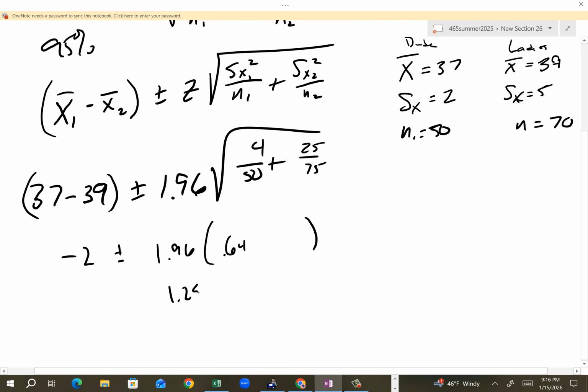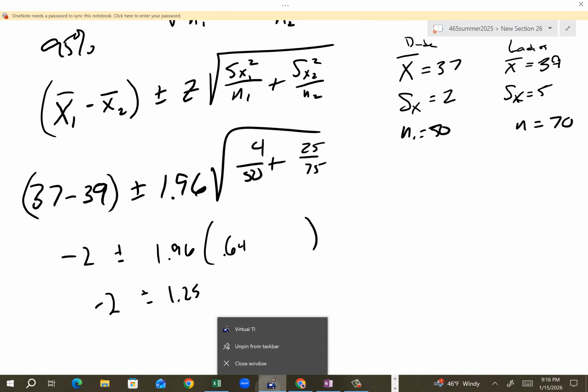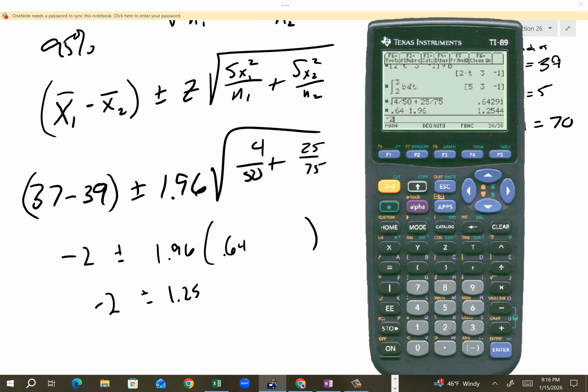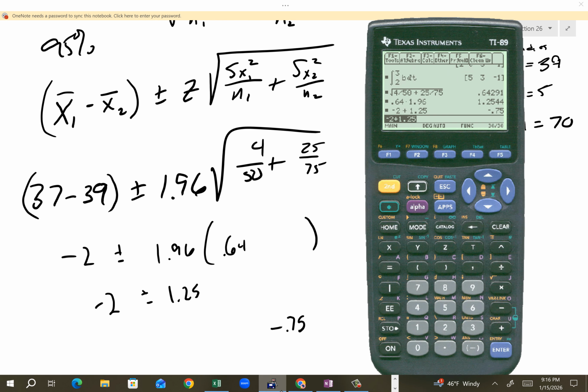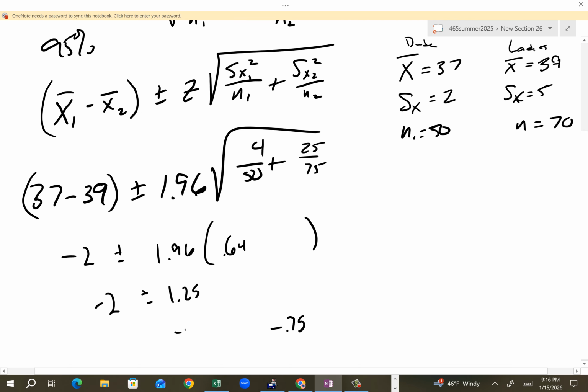1.25 plus or minus. So that's going to be -2 plus 1.25, which is -0.75. And if I subtract them, that's -3.25. So what I'm saying is that the difference, the way I subtract them, is somewhere between -3.25 and -0.75. If I had subtracted them the other way around, I would have gotten, of course, 0.75.